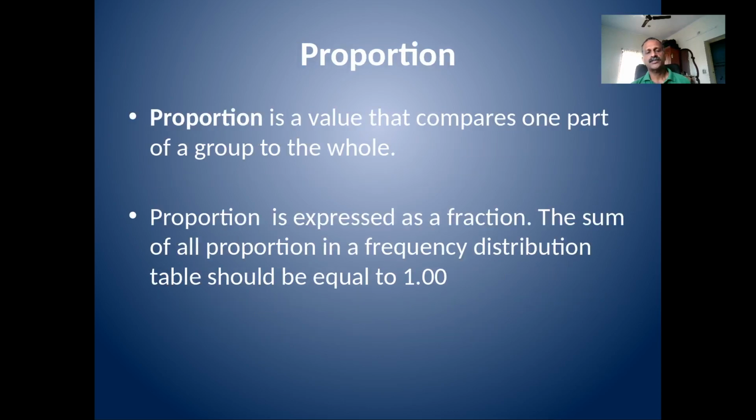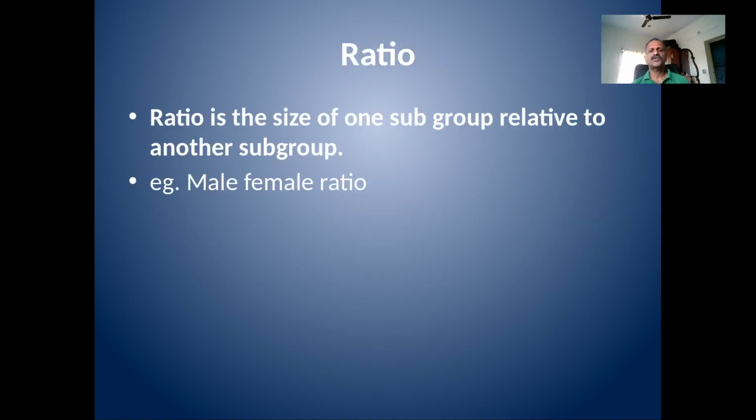The proportion is a value that compares one part of a group to the whole. Proportion is expressed as a fraction. The sum of all proportions of a frequency distribution table should be equal to 1. That is related to proportion. Ratio is the size of one subgroup related to another group. For example, male-female ratio or teacher-student ratio, 1:10.